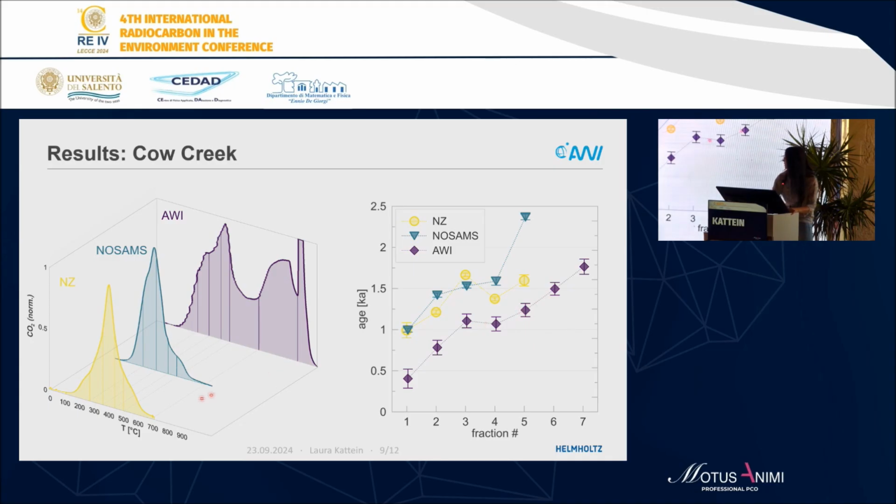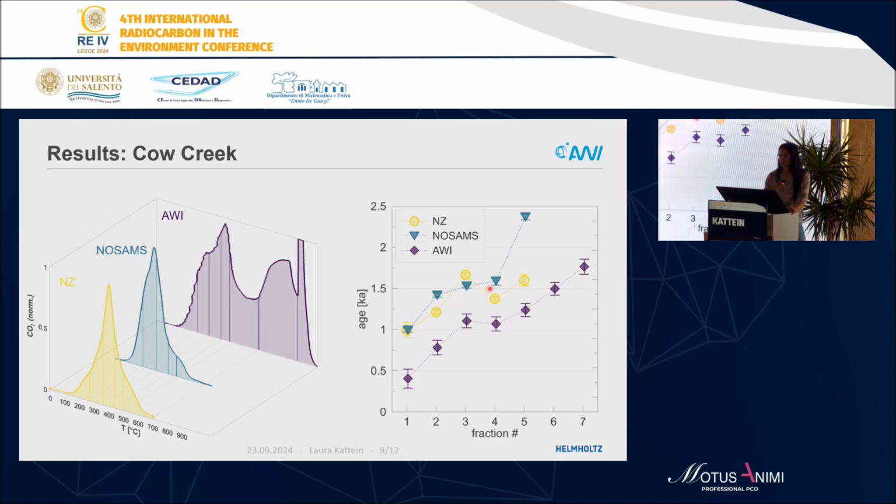What's really important here is to see that the thermogram from NOSAMS and the thermogram from New Zealand look very similar. This is in contrast to the thermogram that we produce, which looks not only different in shape, but we also produce CO2 until a much higher temperature, until about 900 degrees.